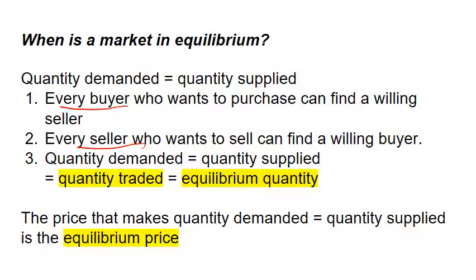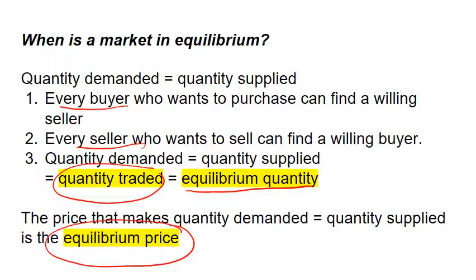Since both buyers and sellers can achieve their desired quantity, the quantity traded equals that value that is equal to both the quantity demanded and quantity supplied, and we call that the equilibrium quantity. The price that makes quantity demanded equal to quantity supplied is called the equilibrium price.